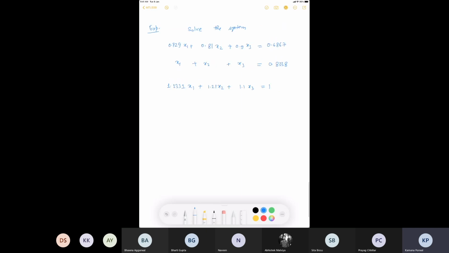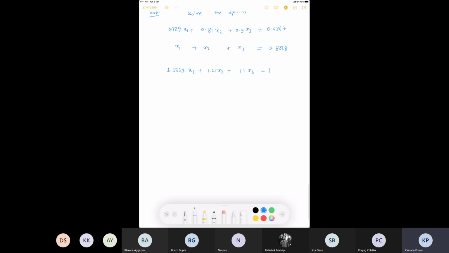So in this case, of course, you can directly apply the Gauss elimination and solve the system, but I just want to explain how this algorithm works using partial pivoting. The first step is to find the maximum of 0.729, 1, and 1.1331, which is nothing but 1.1331, the magnitude of the third one. So this is our S1.